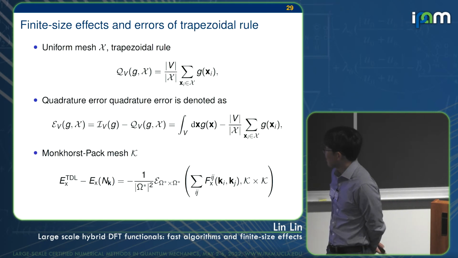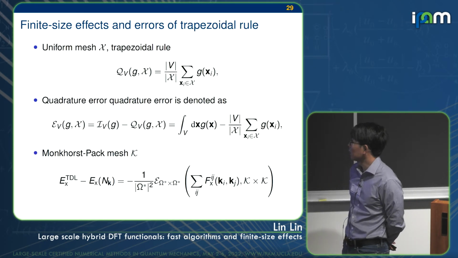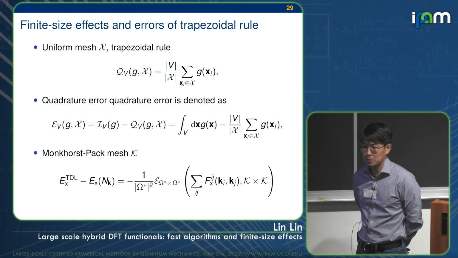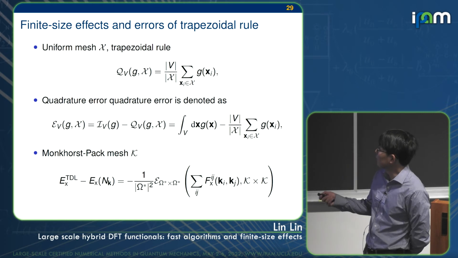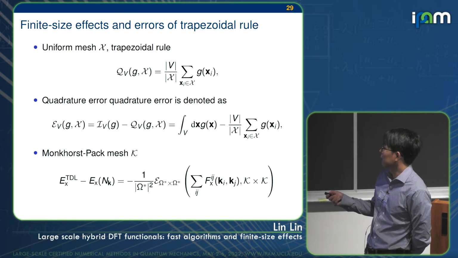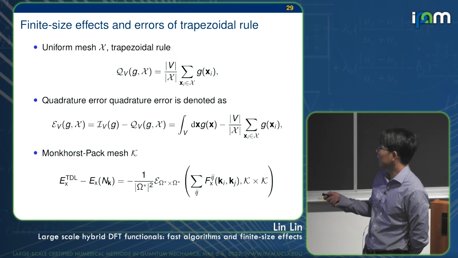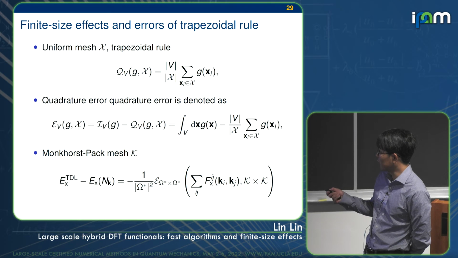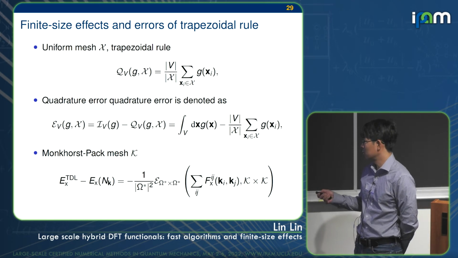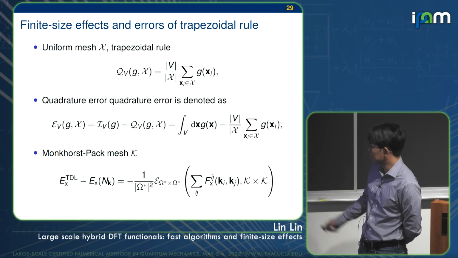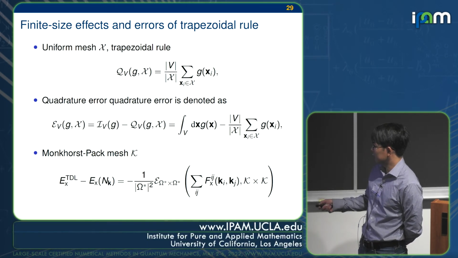So mathematically, this is nothing but a quadrature error analysis, because the Monkhorst-Pack grid is nothing but like the trapezoidal rule. So you give me a uniform mesh defined on some domain X, and the trapezoidal rule to integrate the function g is just this. The quadrature error is the difference between the value you get from the integral and the thing you get from the quadrature, which is given by this. And in particular, the Monkhorst-Pack mesh is exactly of this form.